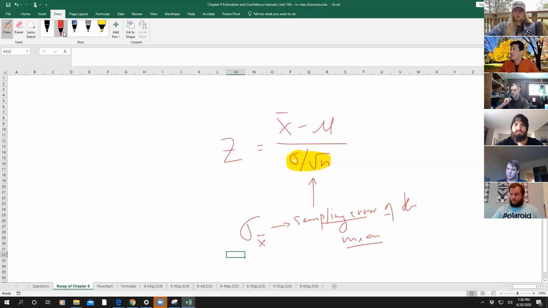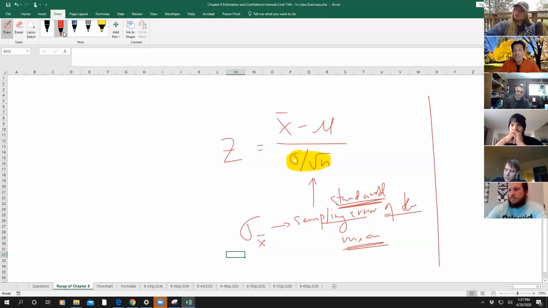I have a quick question. Sure. Is the sampling error of the mean the same as the standard error of the mean? Yep, it's also the same as that. It can also be called standard error. This is probably the more appropriate term. Thank you, Doug. Standard error of the mean.